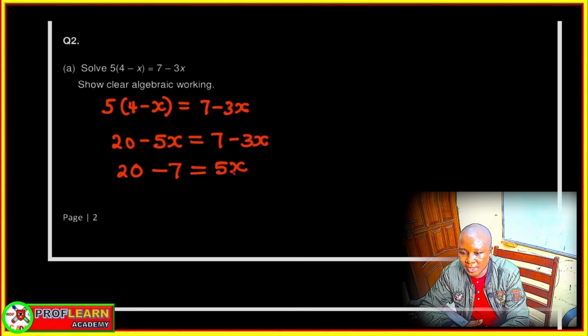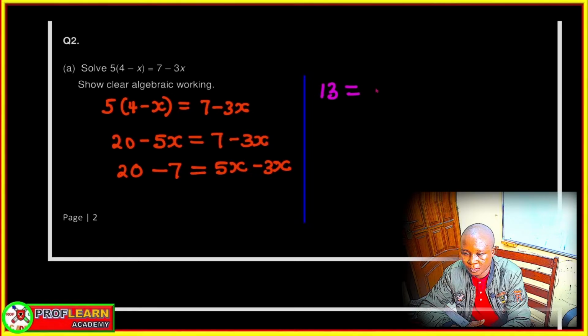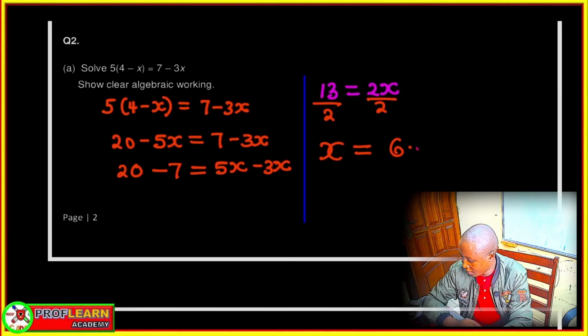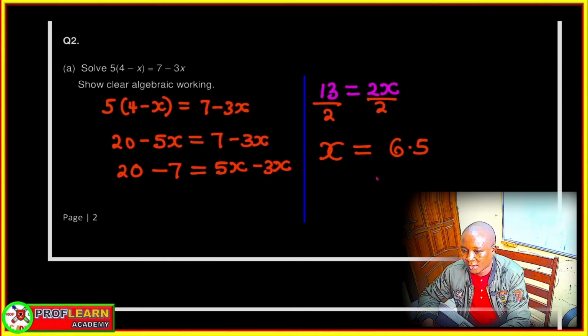Then we put the like terms together, which translates to 13 is equal to 2x. Then we divide by 2 both sides. And if you divide by 2 both sides, what do you get? That is 13 divided by 2. You are going to get 6.5 as our final answer at that point.